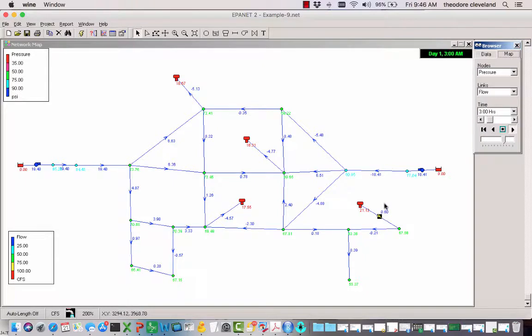We get low here, so we probably need some sort of booster system in this region. Anyway, that's how you would use a tool like this to help you do network design and come up with solutions to pressure issues in different parts of the system.